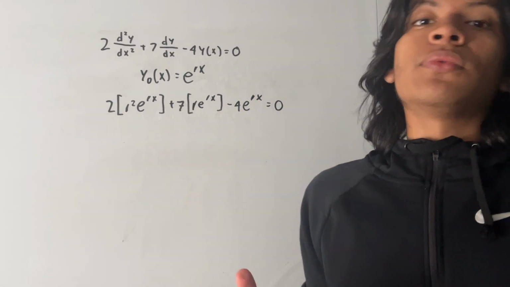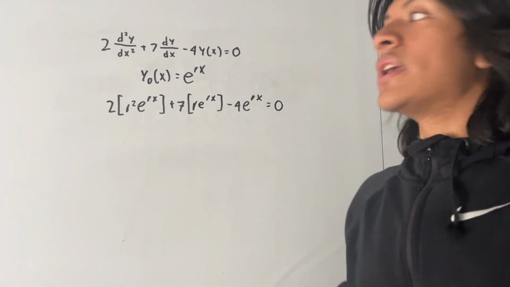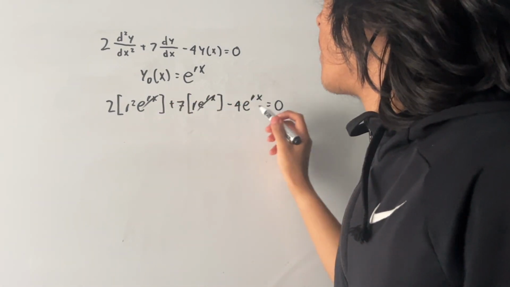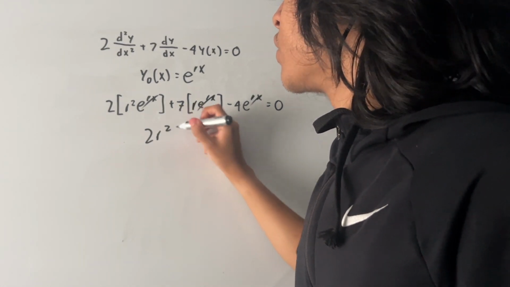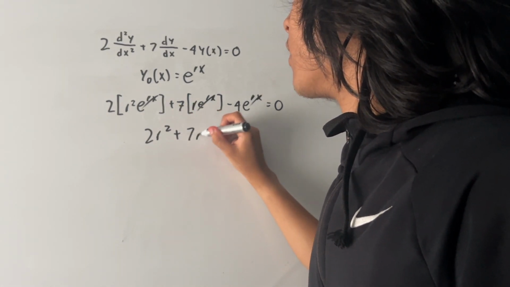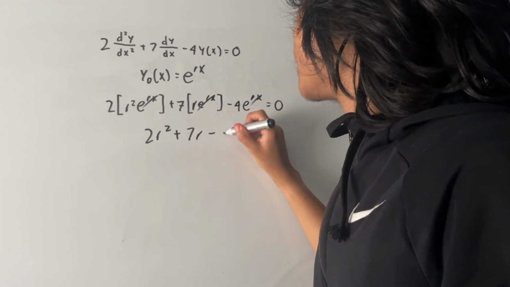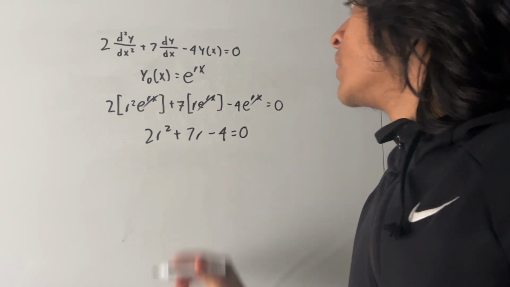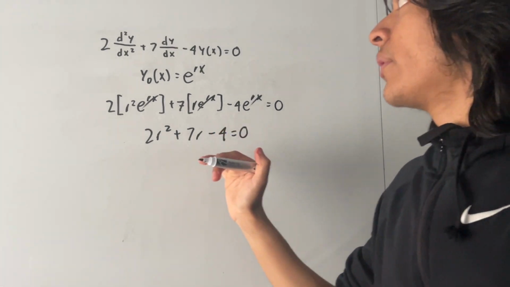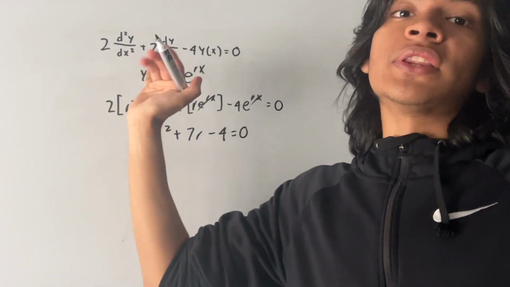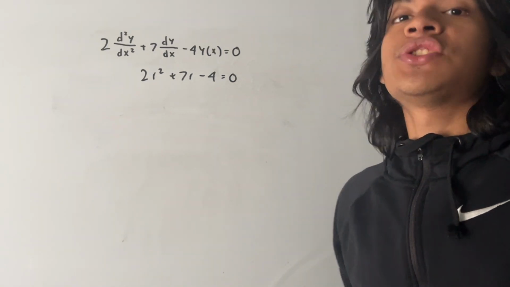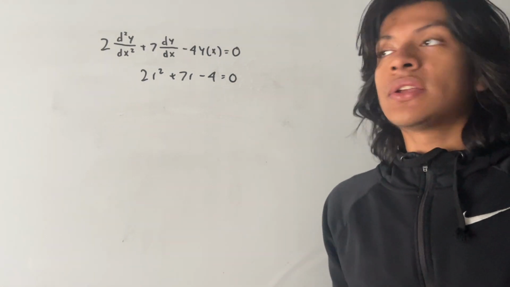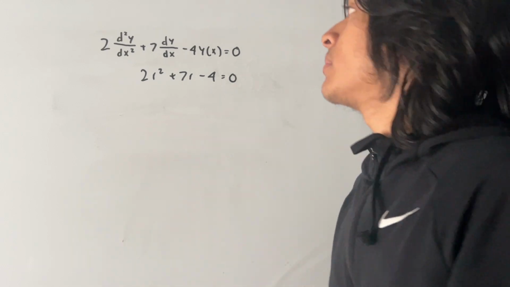Again, we could factor out an e to the rx and completely get rid of it. So bam, bam, bam. And now we're just left with 2r squared plus 7r minus 4 is equal to 0. And this right here is our auxiliary equation associated with this differential equation. So now that we have our auxiliary equation, we're just going to use the quadratic equation to solve for this.